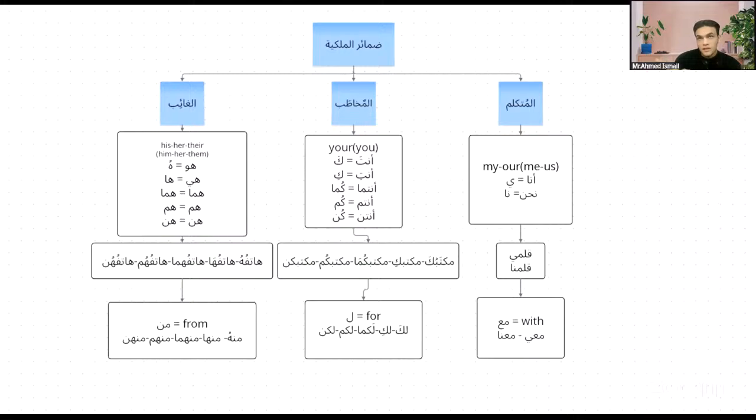If I want to say their book, but I mean their book for two persons, I won't say just their book. I would say كتابهما. I will add huma at the end of the word.